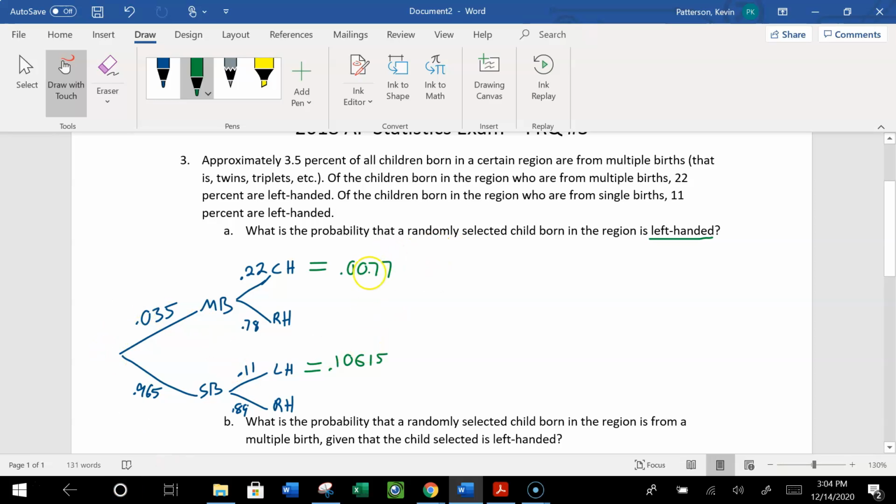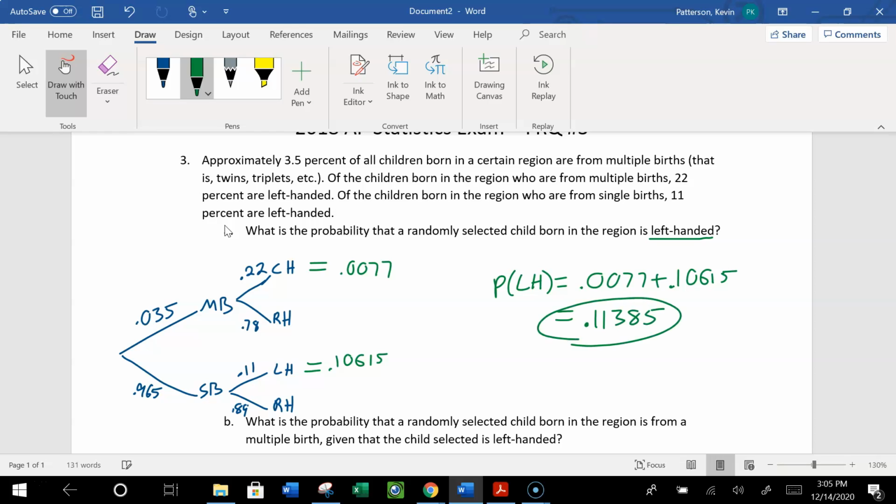Okay, now that isn't your answer. We wouldn't leave it like that, but we would say the probability of left-handed would be those two probabilities added together, 0.0077 plus 0.10615. And that'll come out to be 0.11385. Okay, so I think everything looks good for part A.